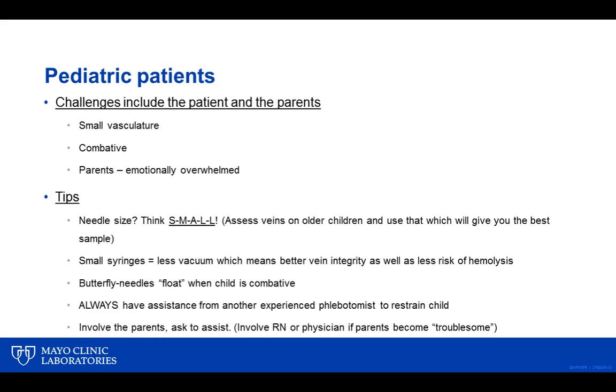Next, we'll look at pediatric patients. Some of the challenges with the pediatric patient: we have to include the parents here. They can make or break a collection. We're looking at small vasculature, oftentimes, especially on infants. The veins are very small. Doesn't mean they're difficult to find. It just means as you palpate, you aren't looking for that great return, that great bounce coming back. It will be smaller.